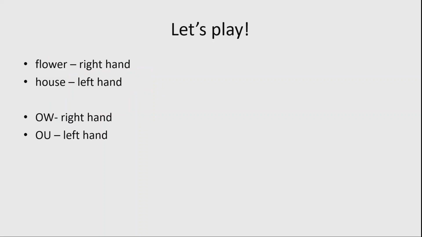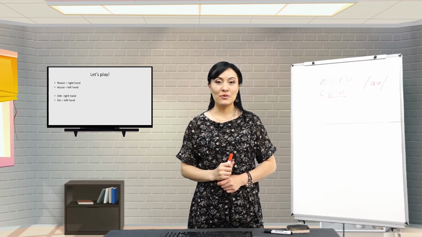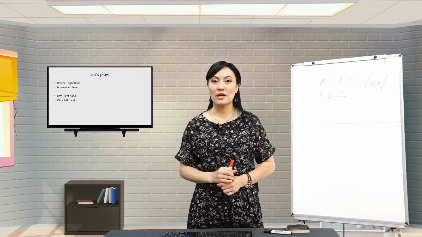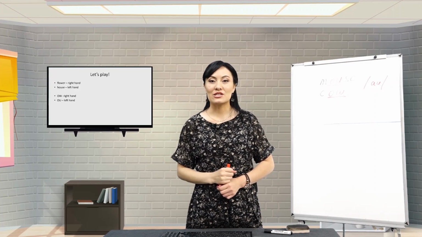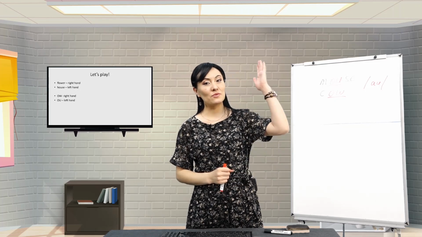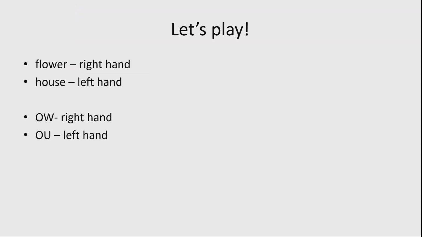Good. Let's play. I show you a picture, you say the word, and if the word has letters O, W, you put up your right hand. If the word has letters O, U, you put up your left hand. For example, flower, you put right hand. House, you put up left hand. Are you ready? Let's go!